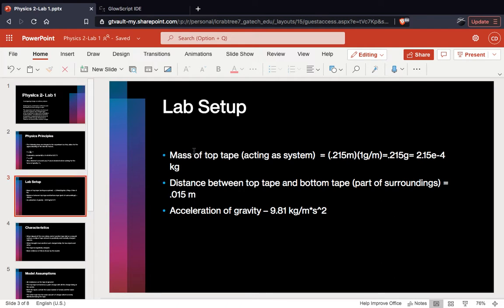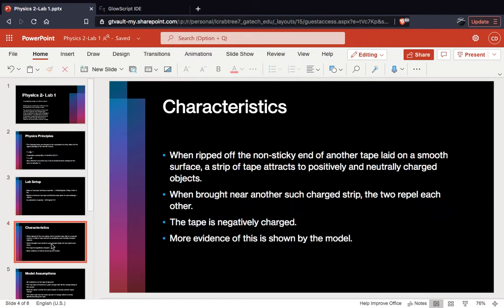And so the lab is set up with each of the tape being 0.215 meters, and using this ratio of 1 gram per meter of length, we have 2.15 times 10 to the negative 4 kilograms. And the distance between the top tape and the bottom tape is 0.015 meters. The acceleration of gravity, as always, is 9.81 meters per second squared.